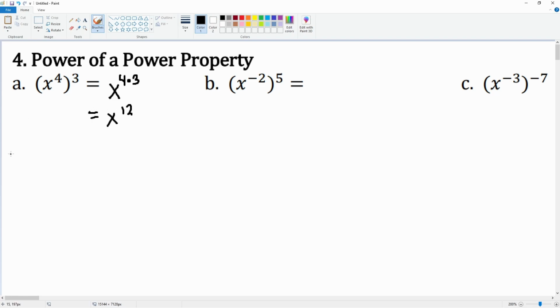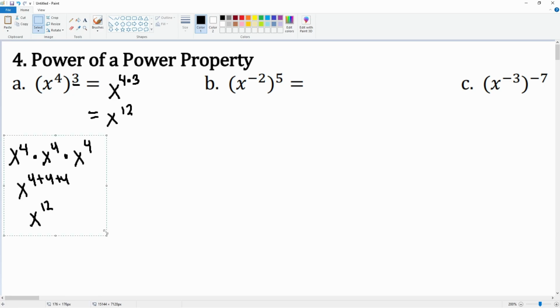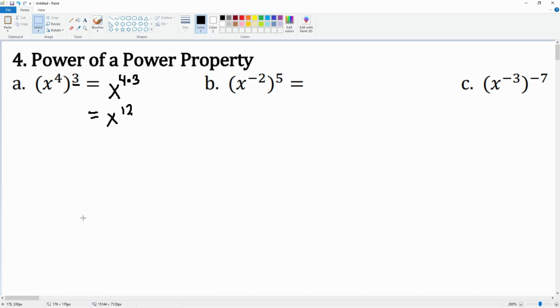A visualization of this is seeing x to the 4th times x to the 4th times x to the 4th, because it says to the 3rd power. So we just add all the exponents. Okay, that still gets you x to the 12th. So that is the visualization of the power of a power property.